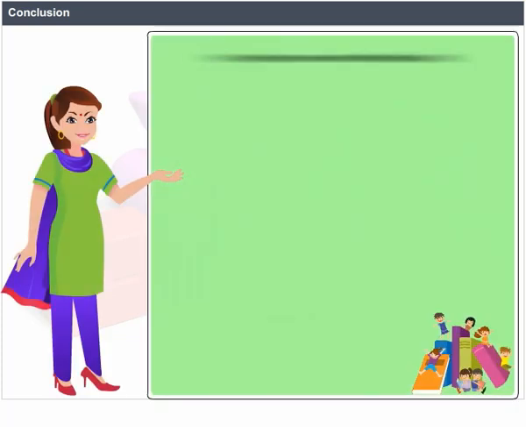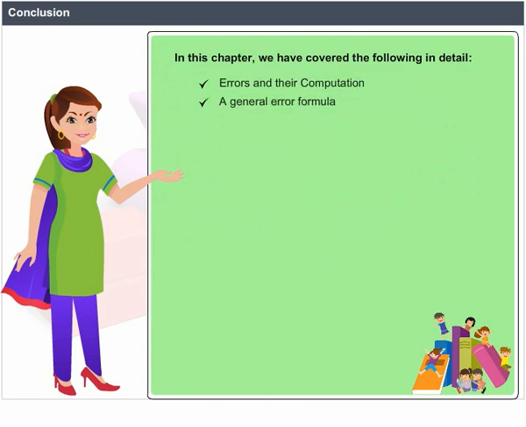Conclusion. In this chapter, we have covered the following in detail: errors under computation, a general error formula, error in series approximation.